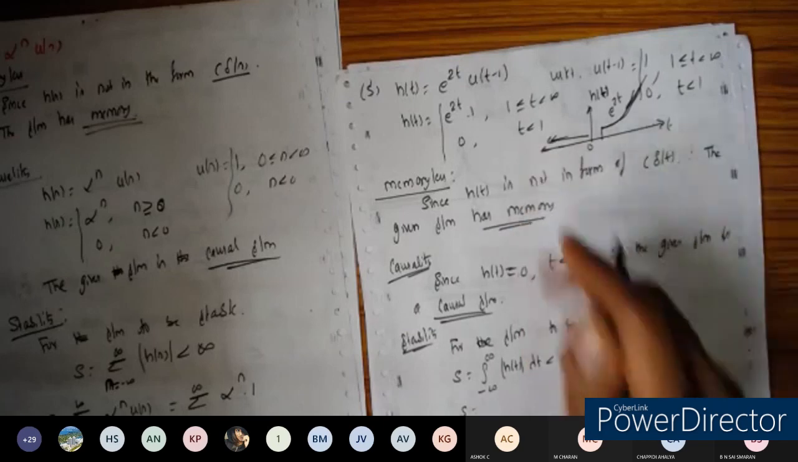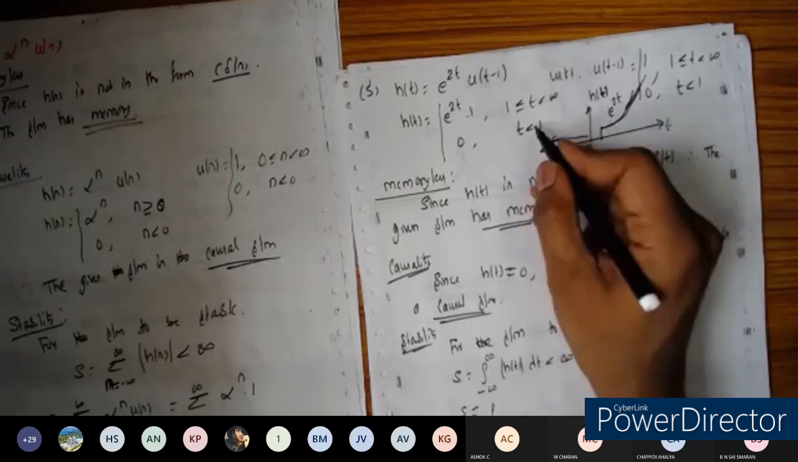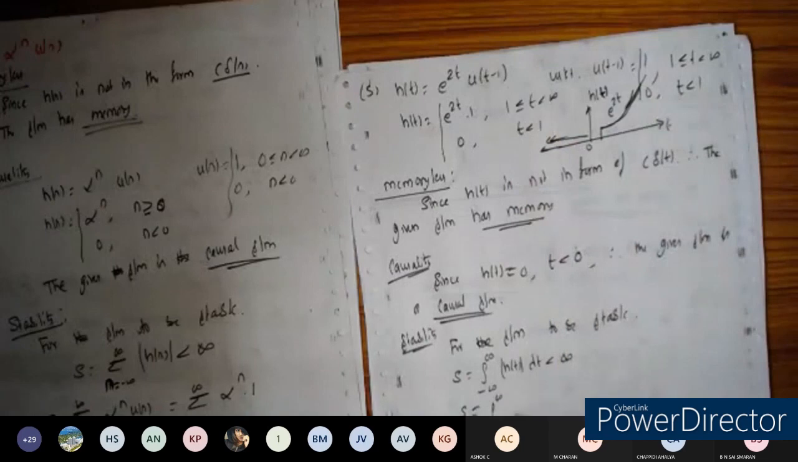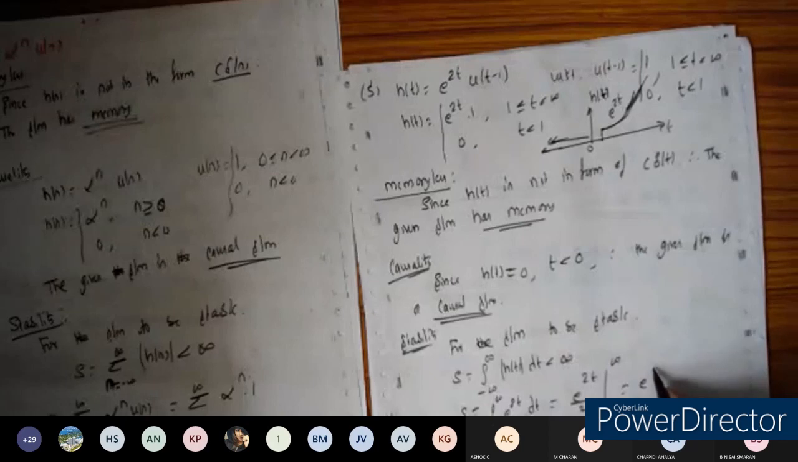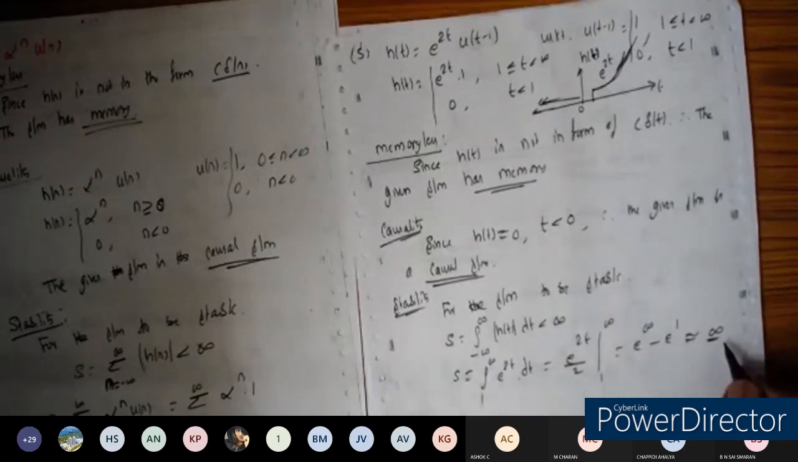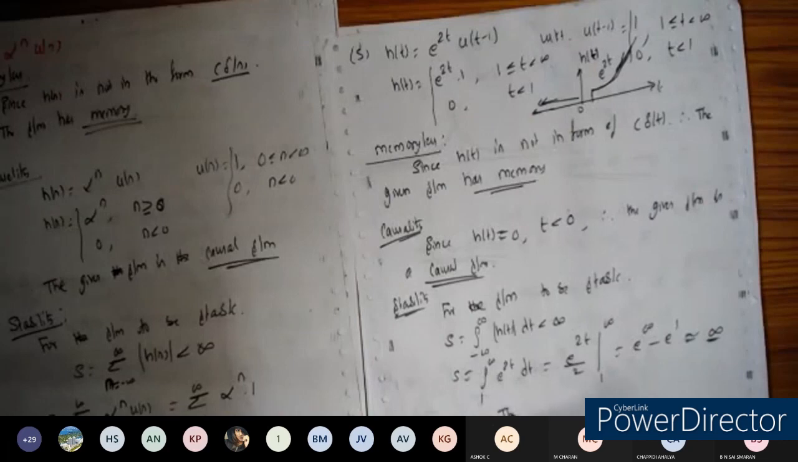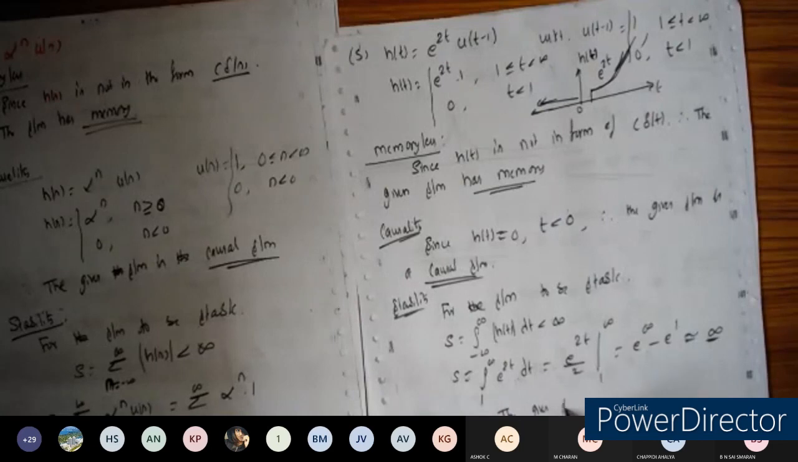Let us substitute. It is defined from t equal to 1 to infinity, so the integral from 1 to infinity of e to the power of 2t dt. Let us integrate this. The integration of e to the power of ax is e to the power of ax by a, so that is by 2, from 1 to infinity. This becomes e to the power of infinity minus e to the power of 1. e to the power of infinity is nothing but infinity. So this is almost equal to infinity. Since it is equal to infinity, the given system is not stable, it is an unstable system.